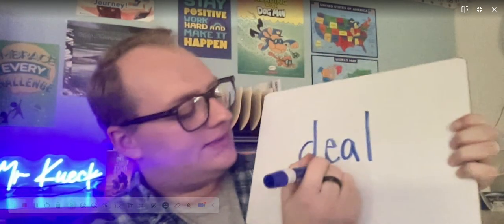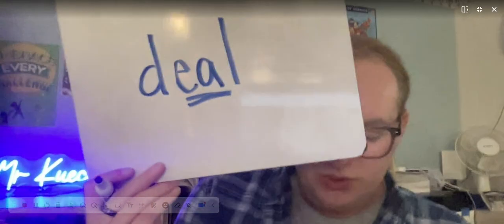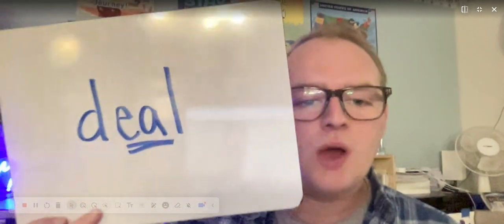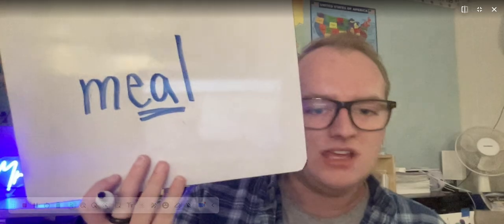That EA is spelling that E sound there. Good. Will you change deal to meal? Change deal to meal. If you said to erase the D and write an M, you're correct. Meal. Let's go have a meal.